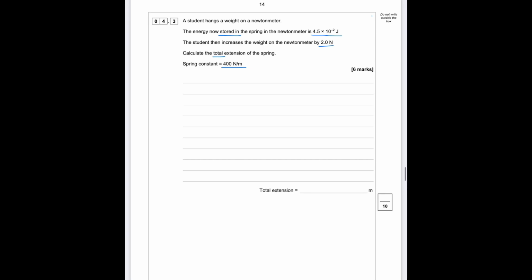we would use an equation from the equation sheet that is given to you in the exam, and it tells you that the elastic potential energy is a half spring constant times extension squared. So putting our numbers in here, we have our elastic potential energy, which is the energy stored. So we're saying 4.5 times 10 to the minus 2 joules is 0.5 times the spring constant, which is 400, times our extension squared, and that's the initial extension that we're trying to work out.